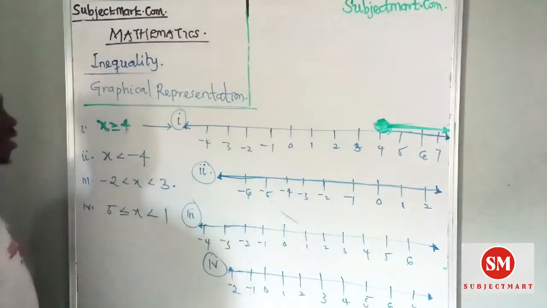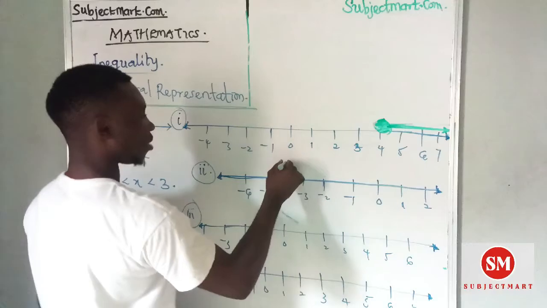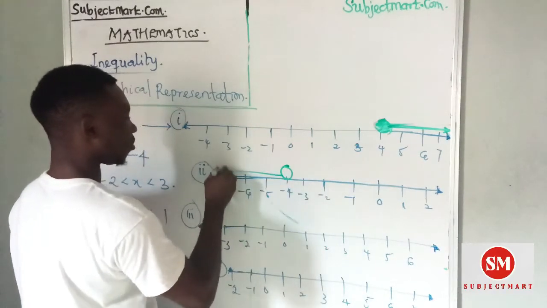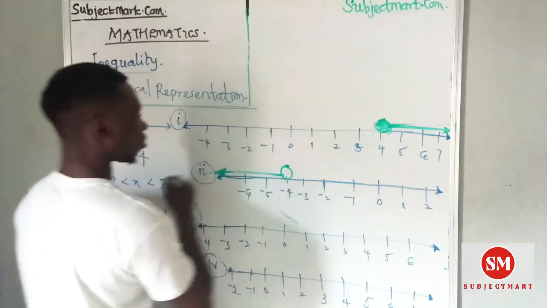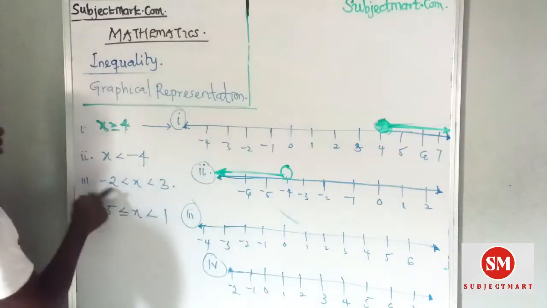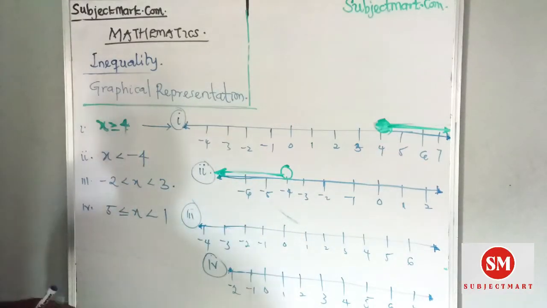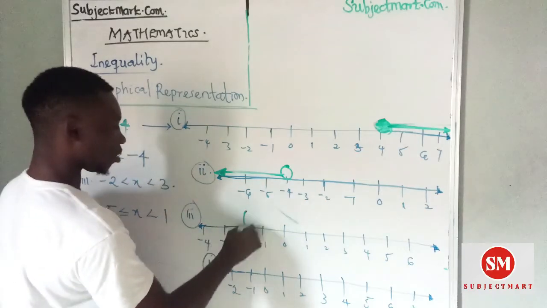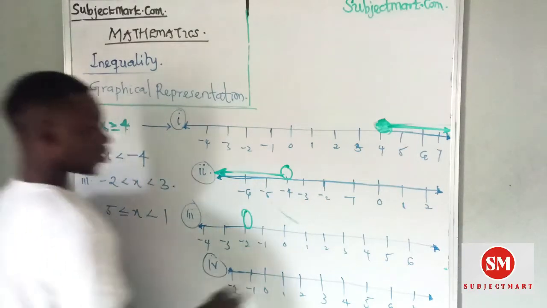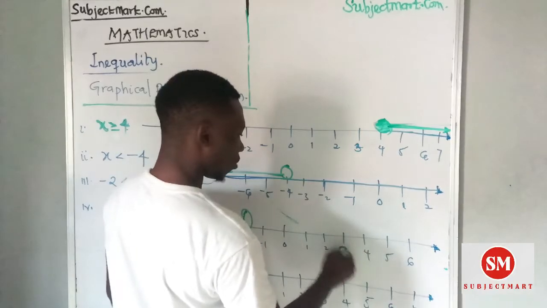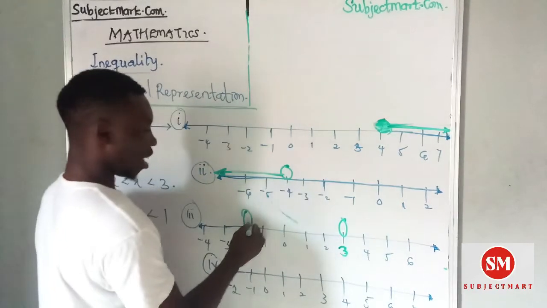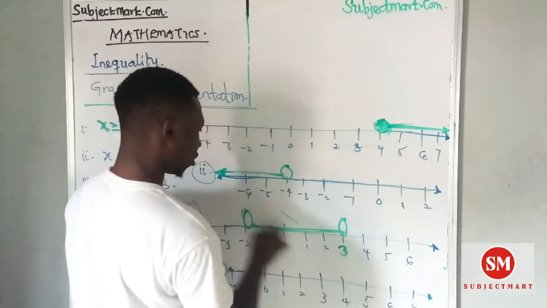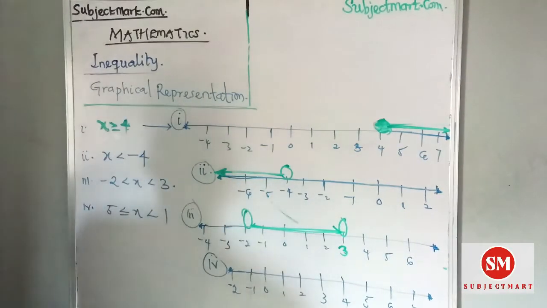This is x greater than or equal to 4. But this x is less than minus 4. If x is less than minus 4, that means this is the point here, and x is less than minus 4. And he says that minus 2 is less than x, and x is less than 3. This point here is minus 2, and plus 3. So your x is within the range of minus 2 and plus 3.